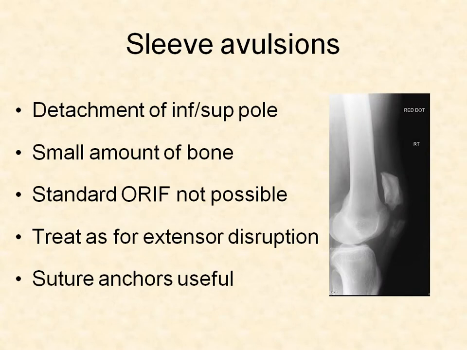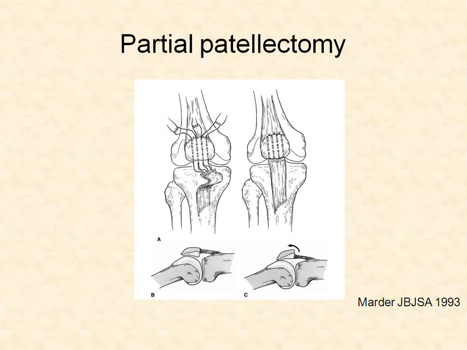Another variety are sleeve avulsions of the proximal or distal pole where there's very little intact bone. And really these are situations where standard internal fixation may not be possible, and they should be really treated as extensor mechanism disruptions, and it's usually a soft tissue repair that's required in these situations, but suture anchors may be useful.